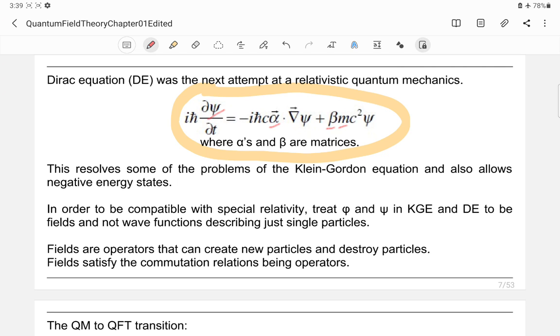So in order to be compatible with special relativity, you treat phi and psi in the Klein-Gordon equation and Dirac equation to be fields and not wave functions describing just a single particle. So they describe a lot of particles, not just one particle. And fields are operators that can create new particles and also destroy some particles. Fields satisfy commutation relations, being themselves operators.